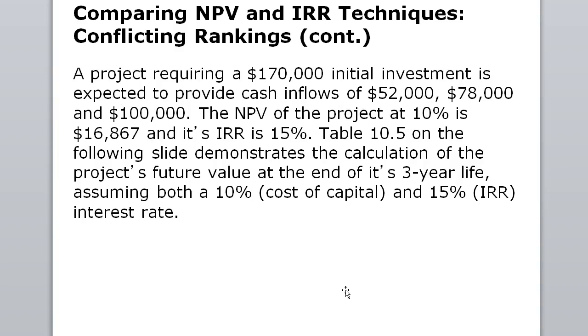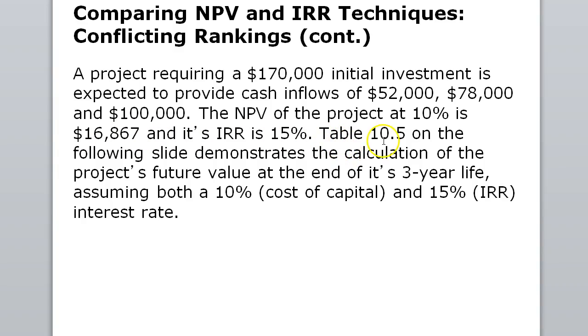Okay. So let's look at this again. Say a project required a $170,000 initial investment and is expected to provide cash flows of $52,000, $78,000, and $100,000. The net present value of the project at 10% is $16,867. Its internal rate of return is 15%.